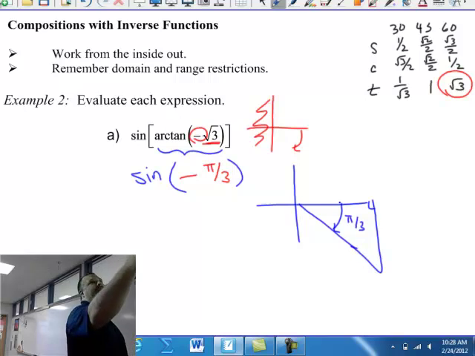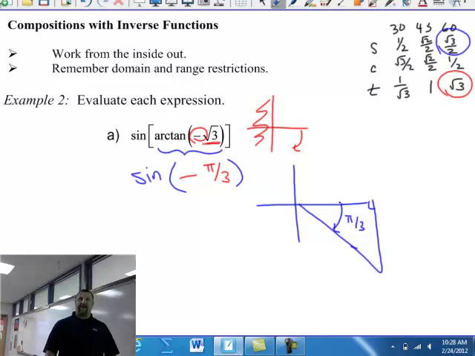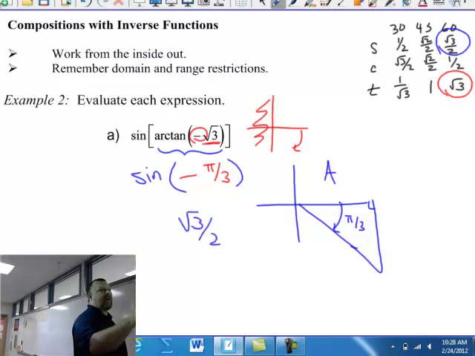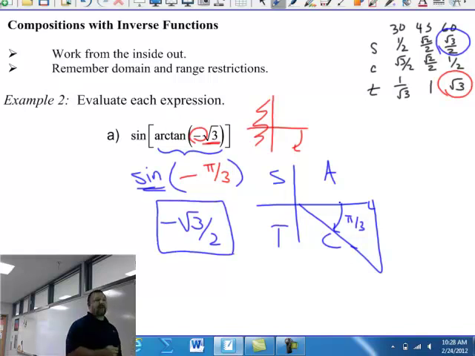Well, again, I could pull that off of my table and just look at it. I get square root of 3 over 2. But it's in the fourth quadrant, so is it negative? Since it's in the fourth quadrant, we go back to our ASTC, which... All students take classes. There we go. I'm sure that's what they're thinking. That the sine is a negative answer. And there is our sine of our inverse tan of the negative square root of 3 is negative square root of 3 over 2. Okay.